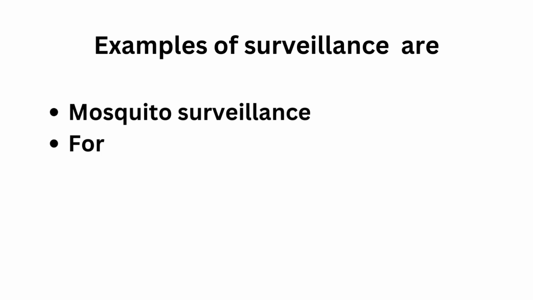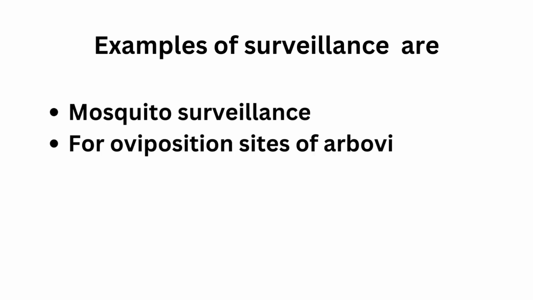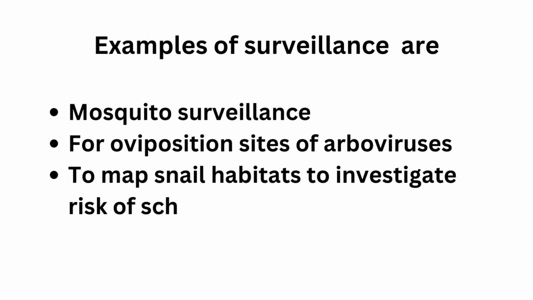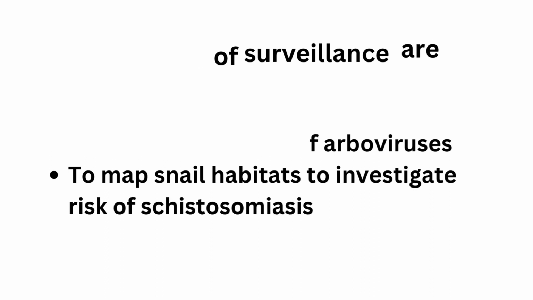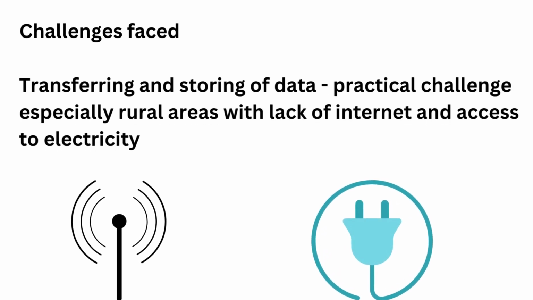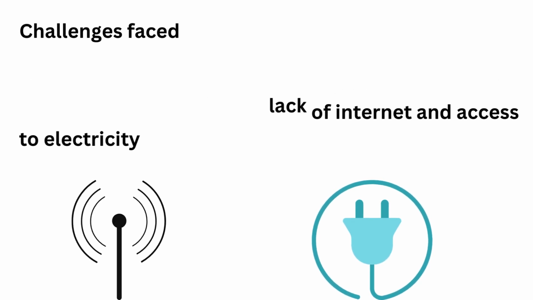Examples: for mosquito surveillance, for oviposition sites of arboviruses, to map snail habitats to investigate risk of schistosomiasis. Challenges faced while surveillance are transferring and storing of data. A practical challenge, especially in rural areas, is the lack of internet and access to electricity.